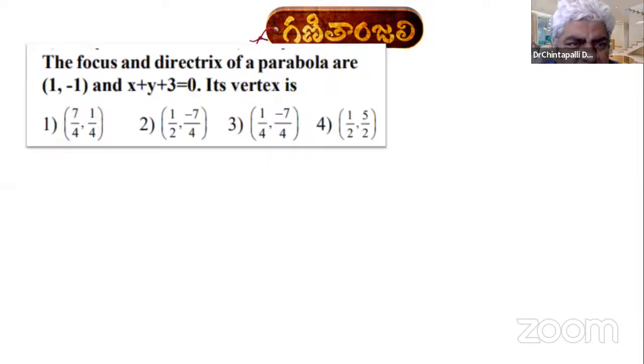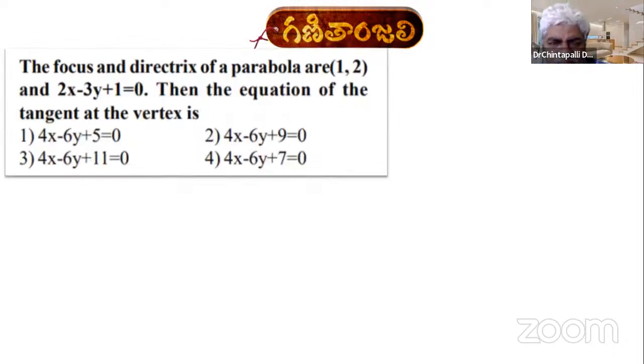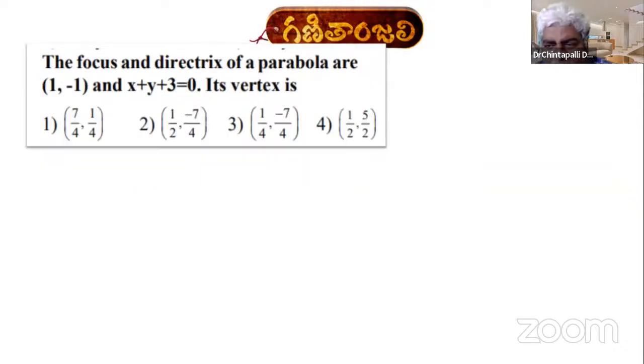Let's see the next question. Okay, first let us do this question. Purnima, read this question. The focus and directrix of a parabola are (1, -1) and x plus y plus 3 equals 0. Its vertex is... Right. Very good.